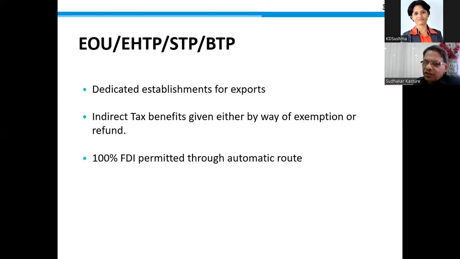This scheme has 4 versions. Export-oriented unit for normal products. EHTP, electronic hardware technology park. So electronic machinery manufacturing or assembling takes place. Then STP, software technology park. You are putting up a unit by importing machineries, but the output is software. And biotechnology park. So these 4 versions are covered under this scheme. Extremely good scheme for any person who wants to be an entrepreneur, because this allows 100% FDI, foreign direct investment, through the automatic route.